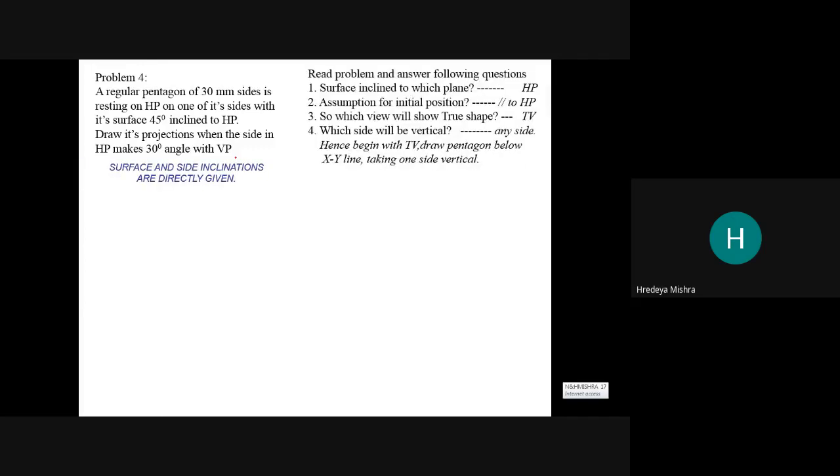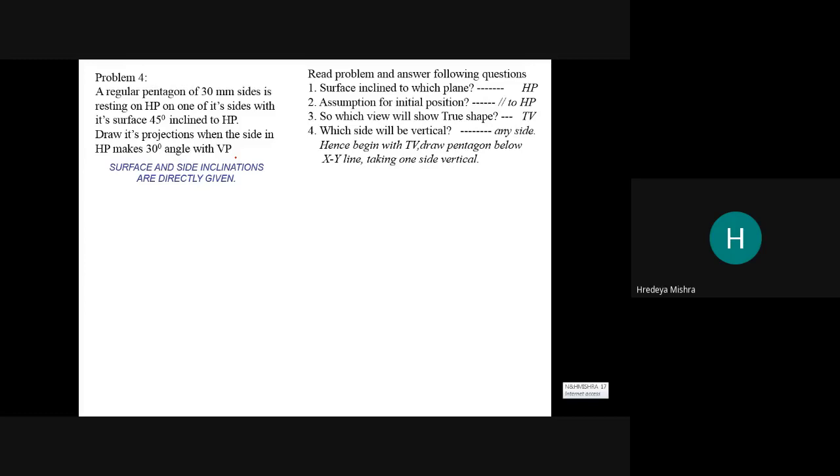what do you think? You just solve this question in your mind. Surface inclination with which plane? Horizontal plane. So we just assume that the plane or surface is parallel to the horizontal plane. That's it. What does it mean? It means that the plane is parallel to the horizontal plane and we get the true shape of the pentagon in top view. Okay, so we will begin with the top view.